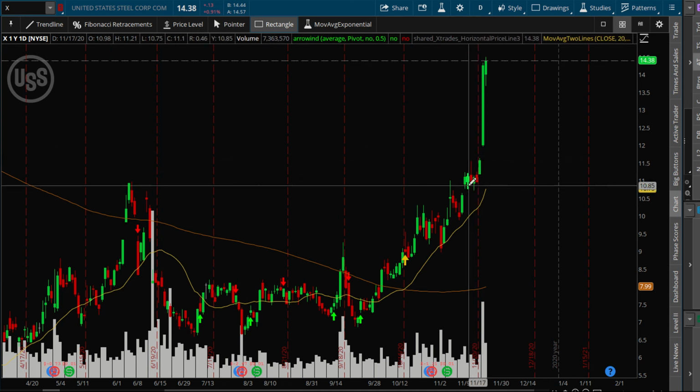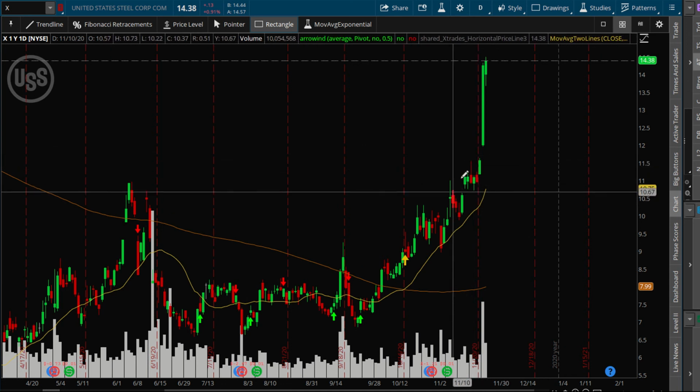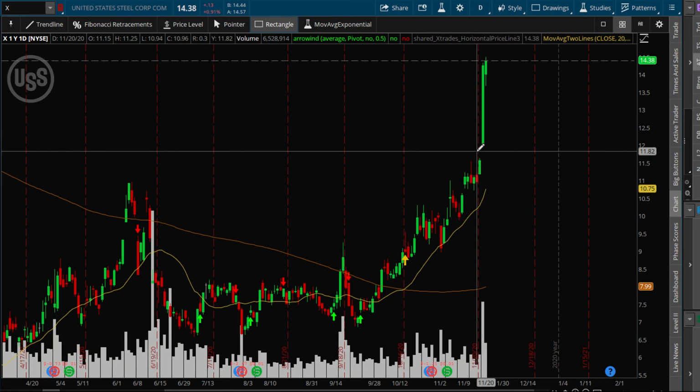Hey everyone, Starting Trades here, and today we're going to go over moving averages. There are two types of moving averages, simple and exponential.